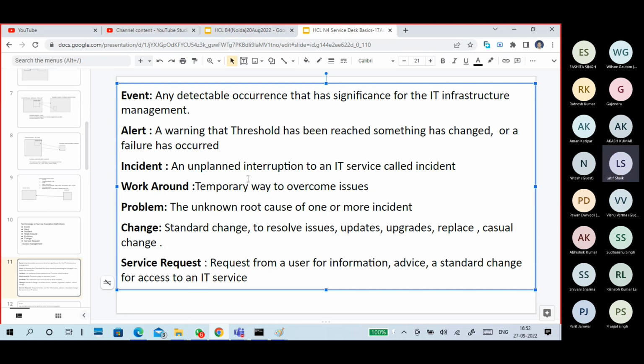Okay, so next one is change management. So what is the change? As I said earlier, like in problem management, you may require a change.